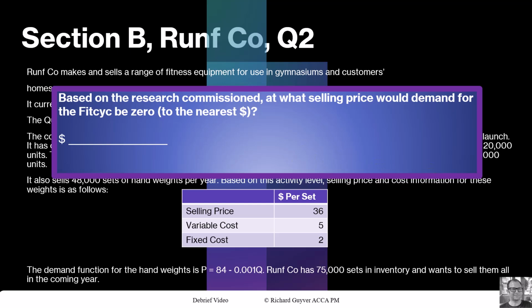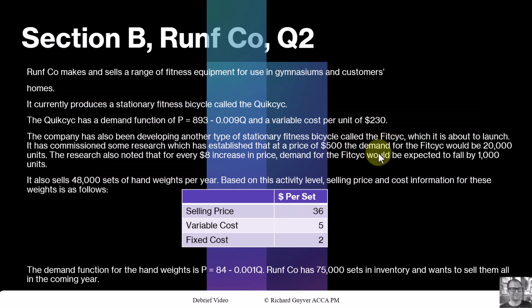So question 2, based on the research commissioned, at what selling price would demand for the fit cycle be 0? So the fit cycle was this second option, and we were told that demand would be 20,000 if price was 500, and for every $8 increase in price, demand would fall by 1,000.